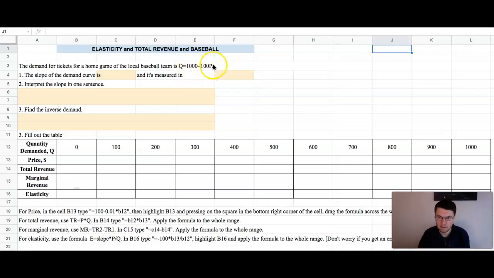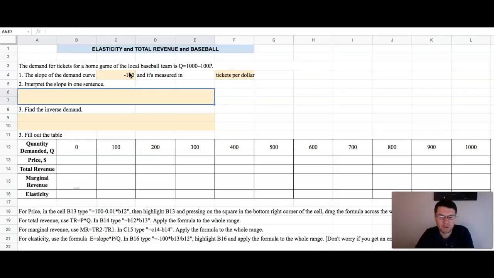First of all, let's look at the slope of the demand. This is the value in front of the price. So that slope is negative 100, and its interpretation is it's the change in the number of tickets sold per $1 change in price of the ticket. So it's measured in tickets per dollar. And the interpretation is as follows.